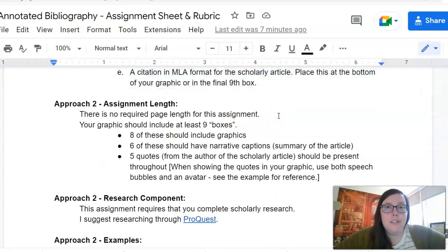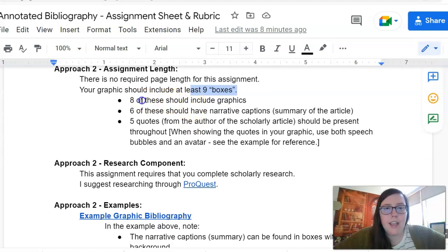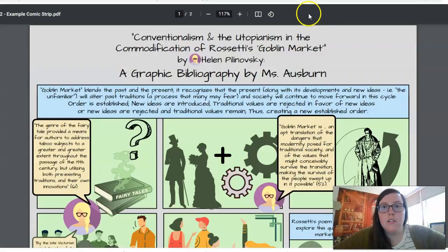Okay, there's no real assignment length other than to say I want you to have 9 boxes, squares, rectangles, scenes, whatever you want to call it. Again, 8 of these should include graphics, 6 of these should have narrative captions. You can span a narrative caption across multiple, but that's just one narrative caption.